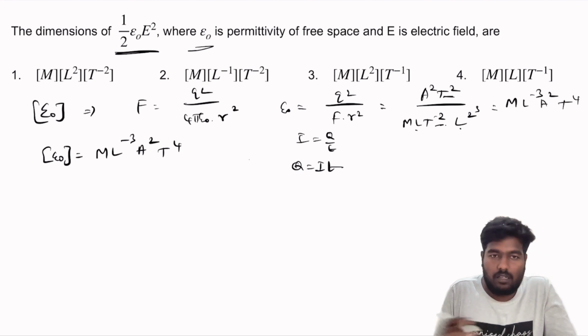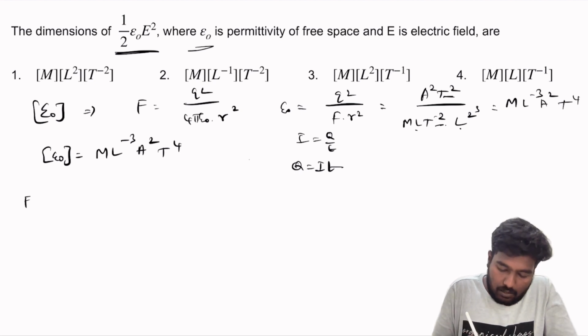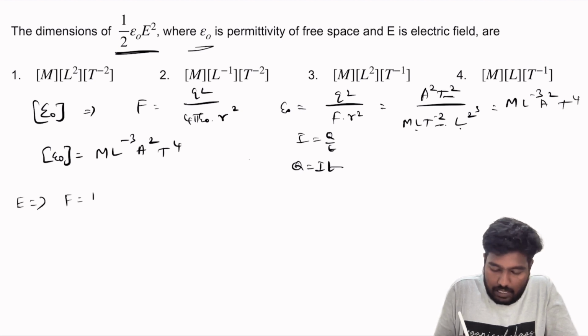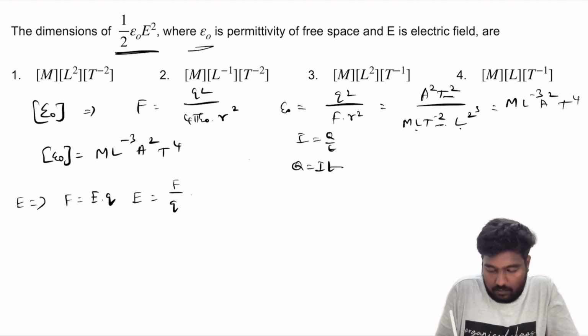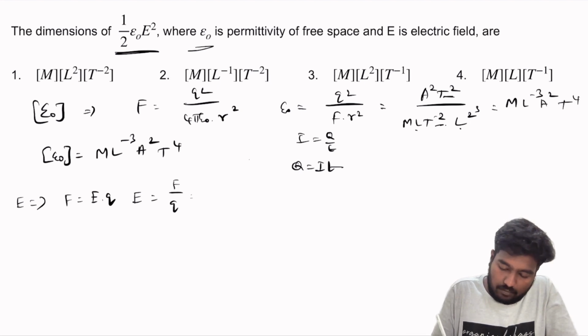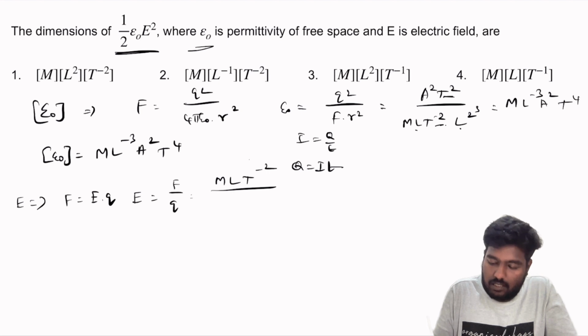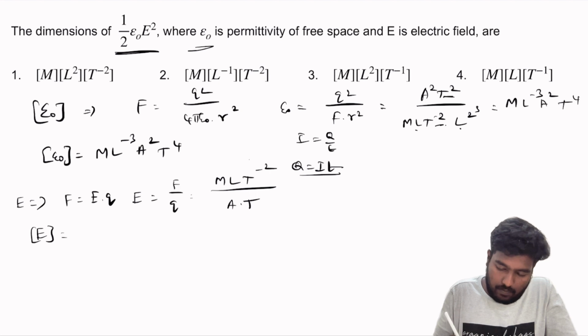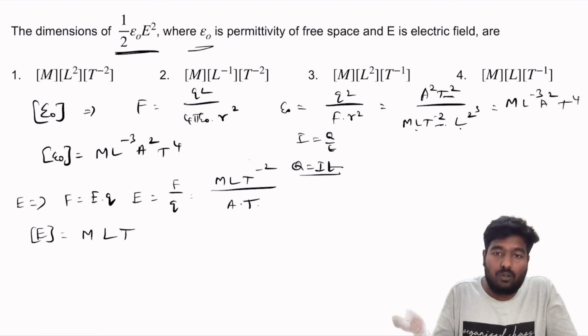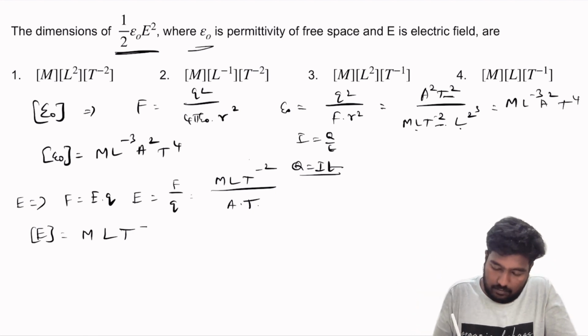Okay, and electric field also you can get from a simple equation. Force is electric field into charge. So electric field is force by charge. We know that force is M L T power minus 2, divided by charge, which is ampere into time. So electric field is M L, this T power 1 goes, then T power minus 3 into A power minus 1.